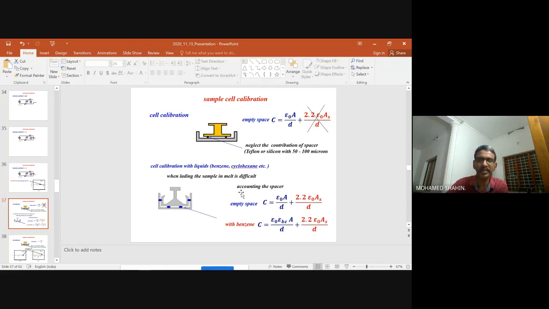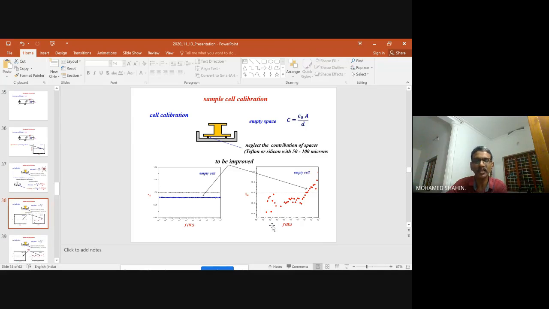Okay, after that you should have an idea of what you are measuring. So you will be using an experimental setup. You should have a good idea of what is the cell and what is its dimension, what is the effect of the spaces, what is the effect of edge, etc. That also I have already discussed. Then after that is called cell calibration, ensuring the dimension, its effects, etc.